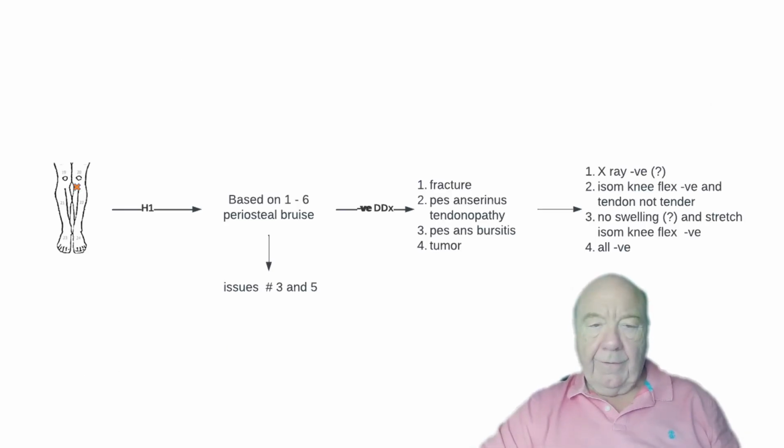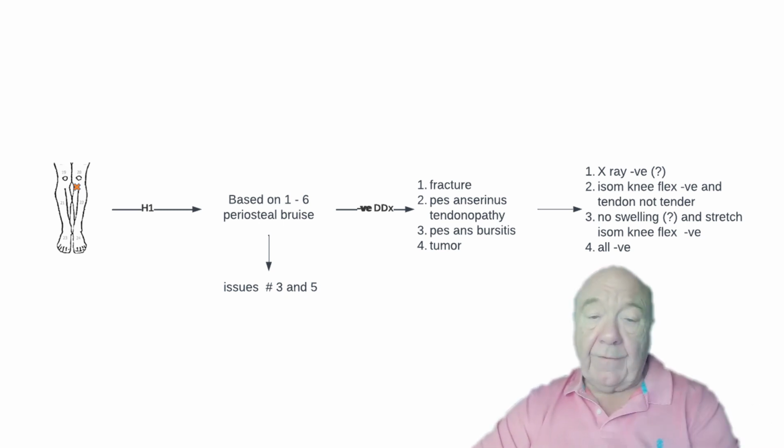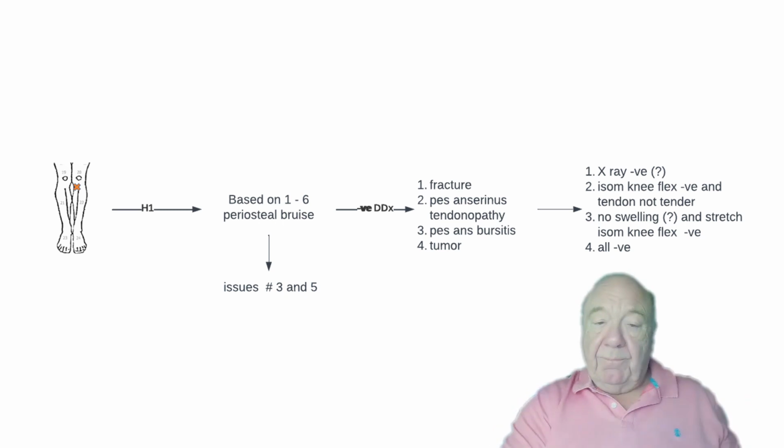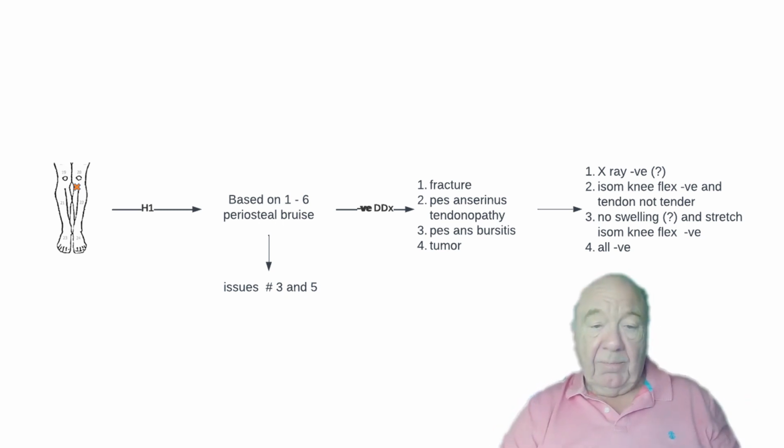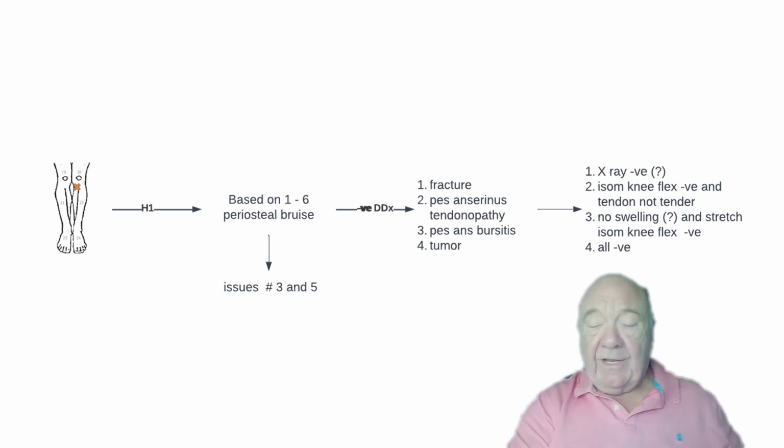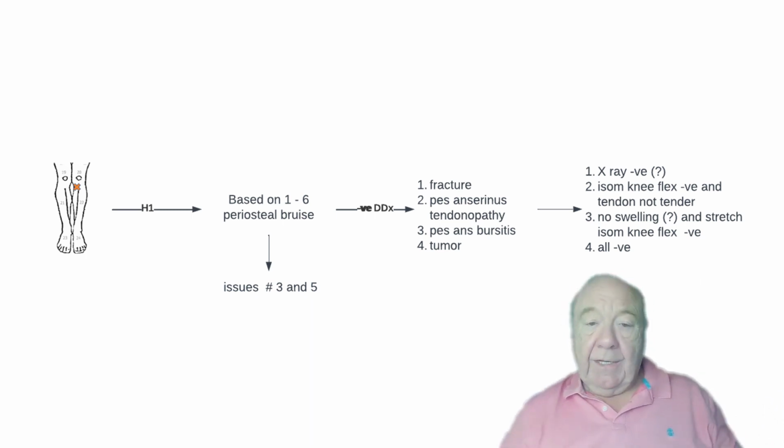On the surface, this looks to be either a periosteal bruising, pes anserinus tendinitis, or a pes anserinus tendinopathy. But the issues are number 3 and number 5. That is, there's no improvement in it, and none of your testing was positive. So it probably still is that. It probably is still periosteal bruises. If it was a tendinitis or a tendinopathy or a tendon or a bursitis, you would expect activity to bother it, but you're not seeing that at all.